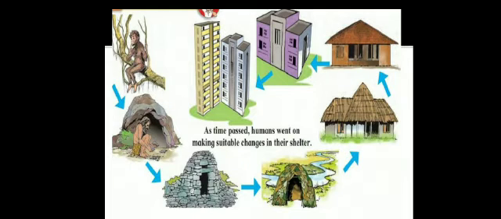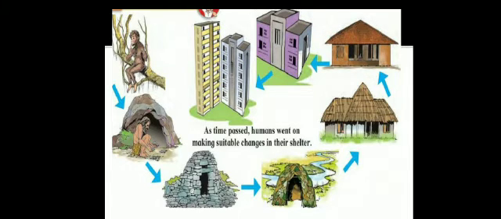Observe the picture carefully. As time passes, humans went on making suitable changes in their shelter. As we learned about human evolution in EVS-2, there has been an evolution in the types of houses as well. First, they used to live on trees, then slowly in caves, and then slowly the evolution in the houses took place.